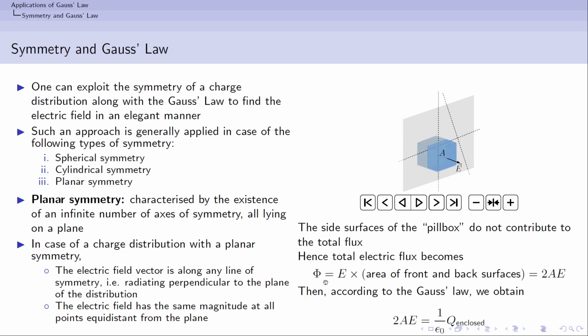Then according to the Gauss law, we have total flux, which is twice AE, equal to 1 by epsilon naught times the charge which is enclosed inside this pillbox surface. Okay, so what I have given over here are these general expressions we can use.